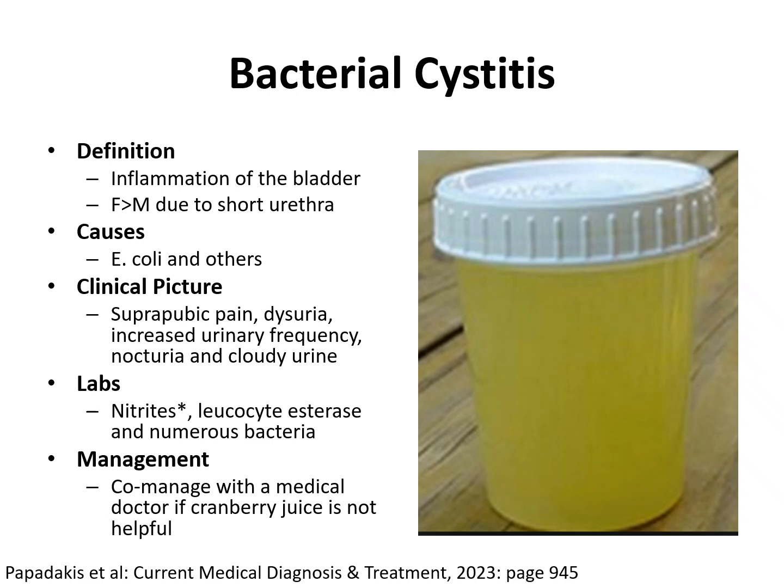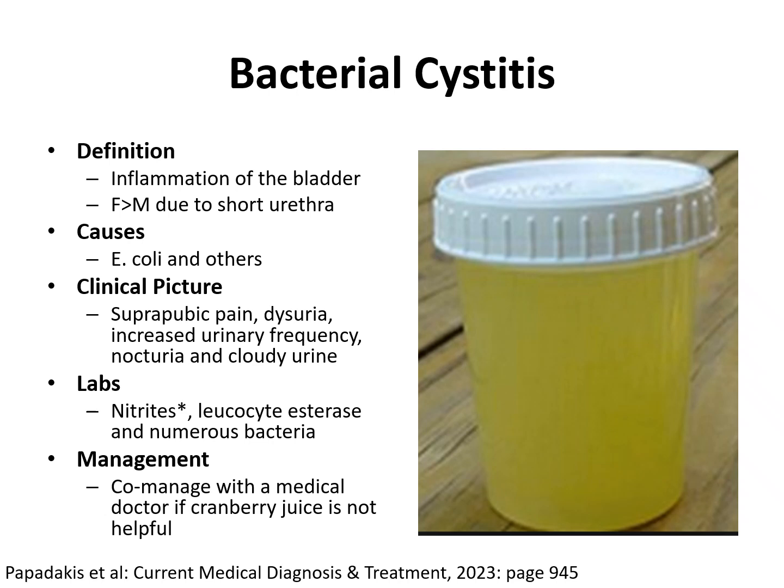The clinical picture is suprapubic pain, dysuria, which is burning or difficulty passing urine, increased urinary frequency during the day, getting up more than 2 times at night to pass urine. That is called nocturia. And when the urine is examined visually, it is not clear, it is cloudy.